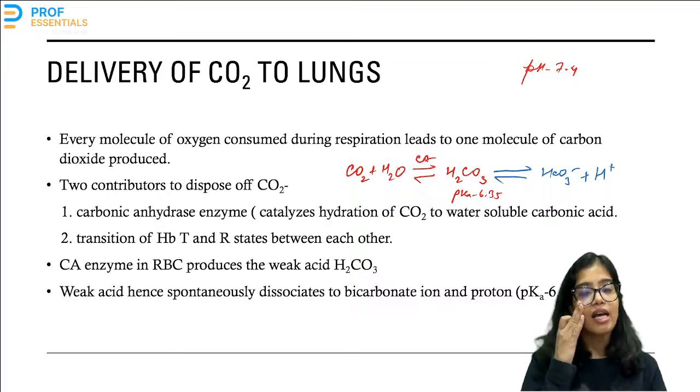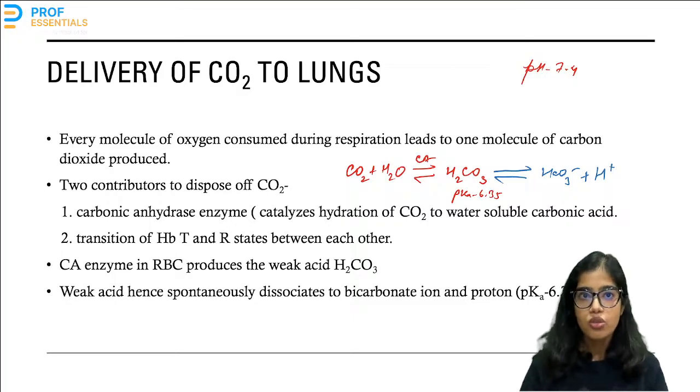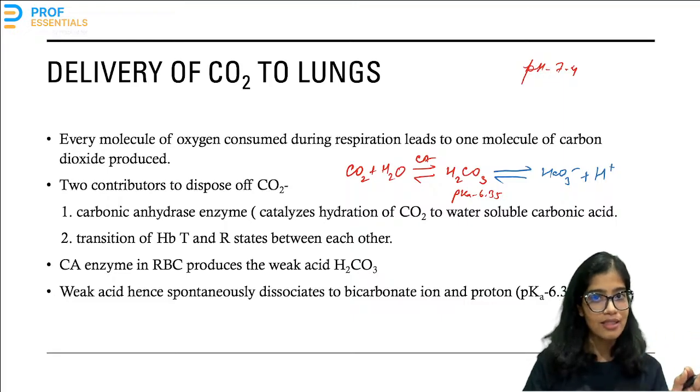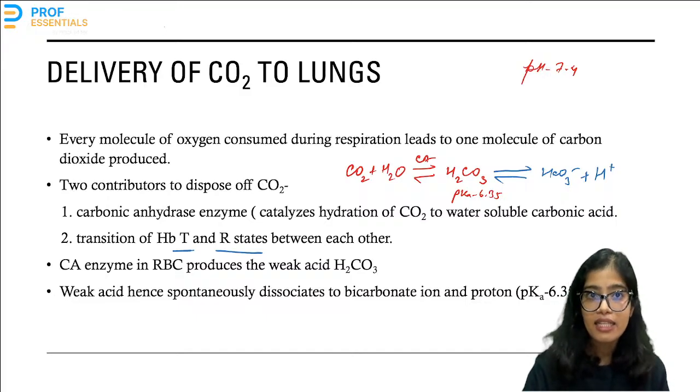Understood? It is a weak acid, but compared to the acidity of the plasma, it is stronger. So this carbonic anhydrase enzyme catalyzes the hydration of carbon dioxide and water to the water soluble acid carbonic acid, which is a weak acid, but compared to plasma, it is stronger. The pKa value is lesser, so it is a stronger acid, and it is going to exist in an ionized form like this. Okay. So the first contributor to dispose of carbon dioxide was the carbonic anhydrase enzyme. The second contributor is the ease of transition of hemoglobin between the T and R states. Okay, so what are the T and R states? The T state is the taut state.